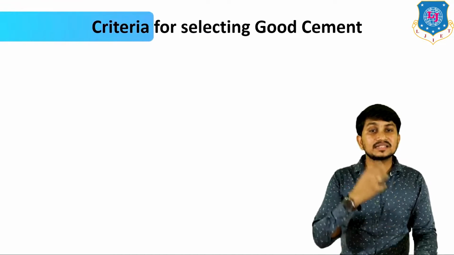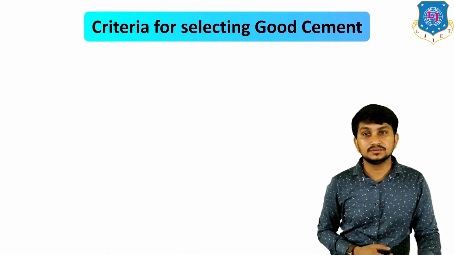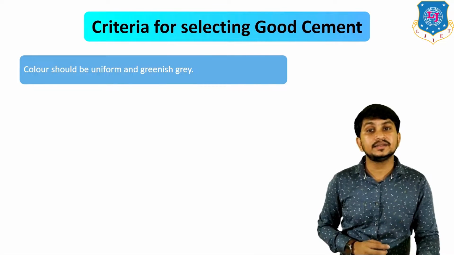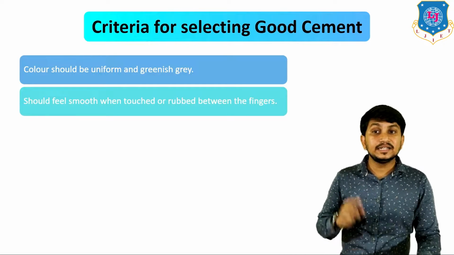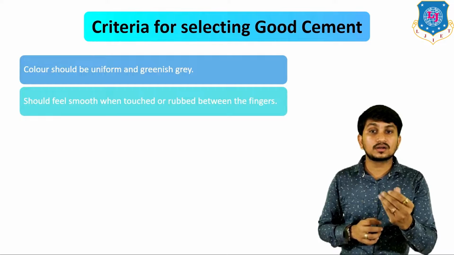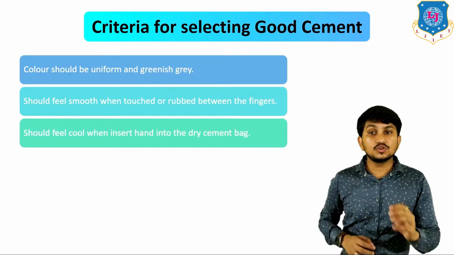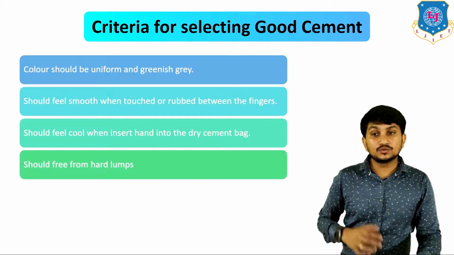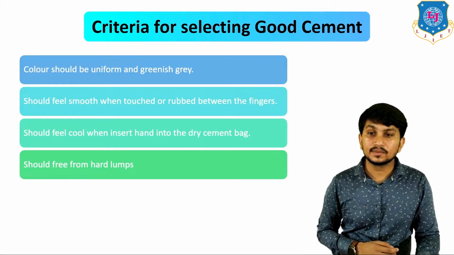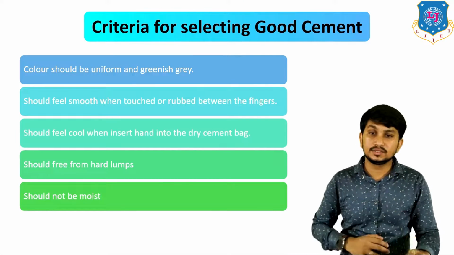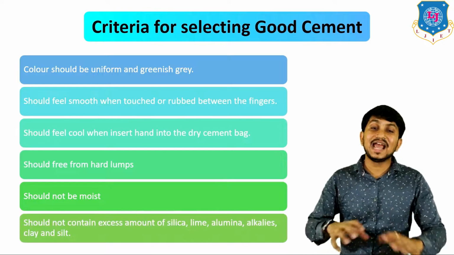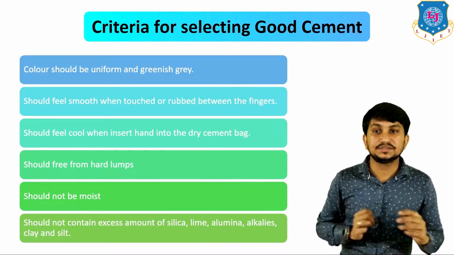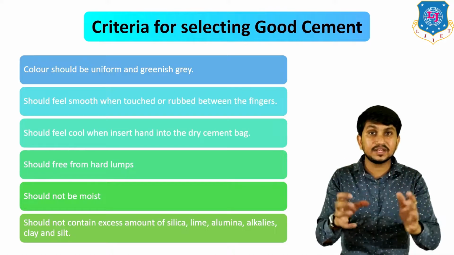Now let's discuss various criteria for selecting a good cement. The color of the cement should be uniform and greenish gray. This is the first criterion. Second, it should feel smooth when touched or rubbed between the fingers. It should feel cool when you insert your hand into a dry cement bag. It should be free from hard lumps. It should not be moist. And it should not contain an excess amount of silica, lime, alumina, alkalis, clay and silt. These are the criteria to be considered for selecting good cement.